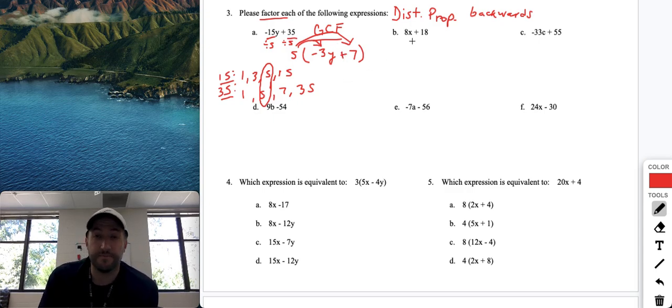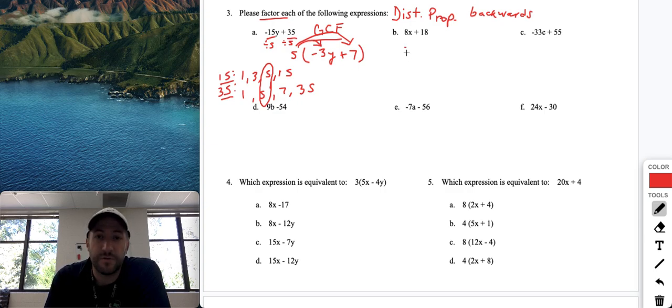8x and 18. So I have to find the greatest common factor. When I'm thinking about numbers that go into 8 and 18, let's see, 1 and 2, they both do. 4, that goes into 8, but not 18. 6, nope, that doesn't go into 8. 8, does 8 go into 18? No. So you know what? It looks like the greatest common factor here is just 2. That's the only number that goes into both of them.